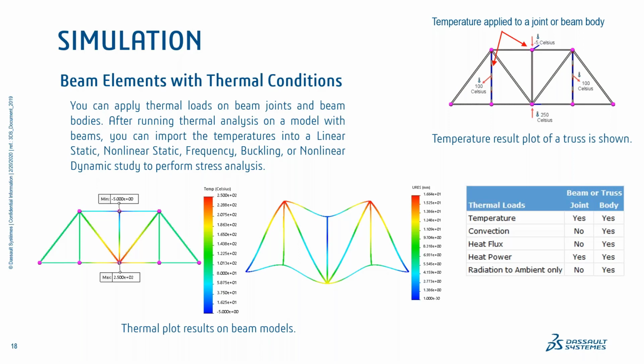For example, if you want to apply the temperature, yes, you can apply it both on the joint as well as the body, and you can apply convection, heat flux, heat power, and radiation to ambient only. These conditions you can apply to the truss or beam body. In a joint you can apply the heat power as well as the temperature. So that's what we require, and SolidWorks has definitely taken care to add these functionalities in the 2020 version.